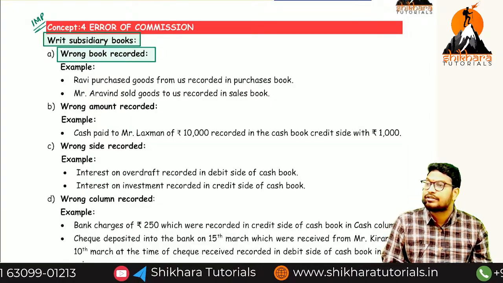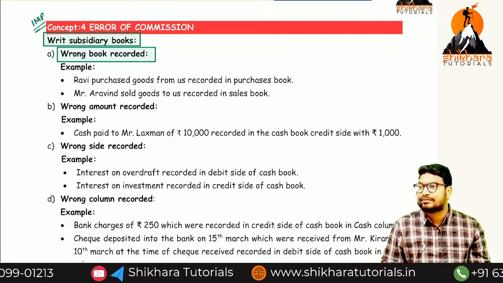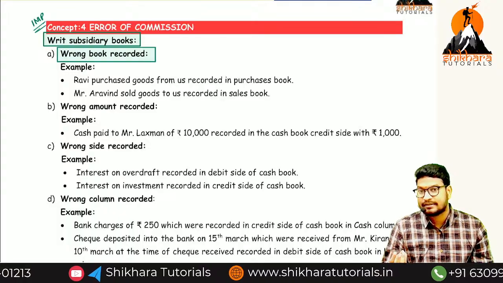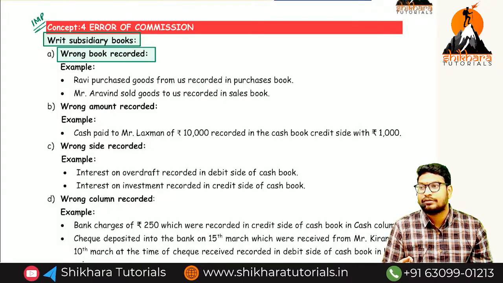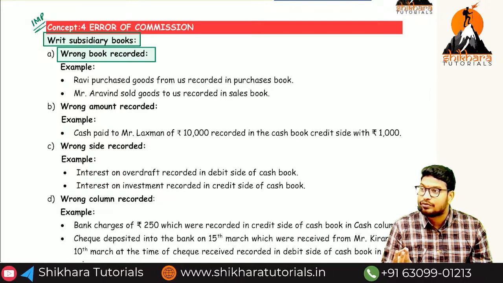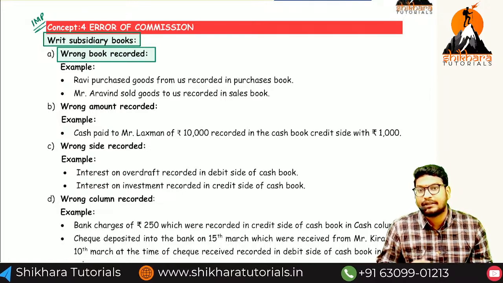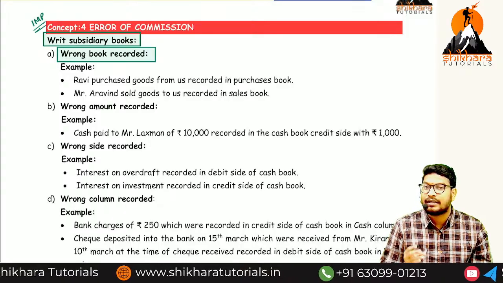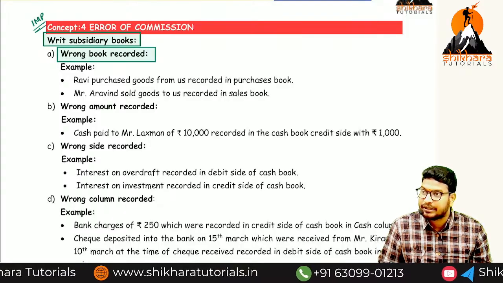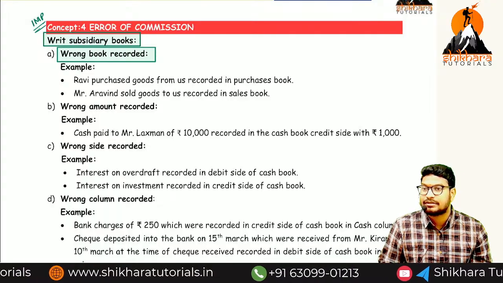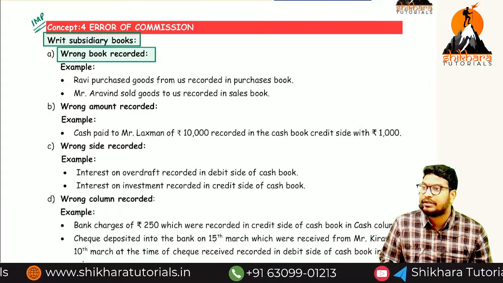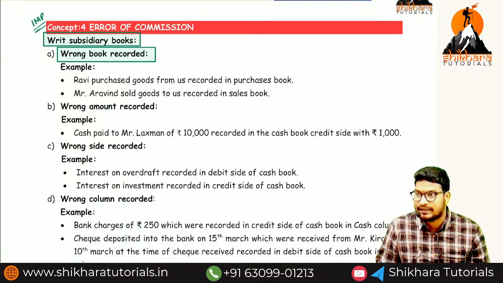So what are the books we discussed in the previous class? Purchase book, sales book, purchase returns book, sales returns book. What is the meaning of purchase book? The credit purchase of goods we are going to record in that particular book. What is the meaning of sales book? The credit sale of goods we are going to record in that particular book. In the purchases book, we use the inward invoice number. In the sales book, we use the outward invoice number.